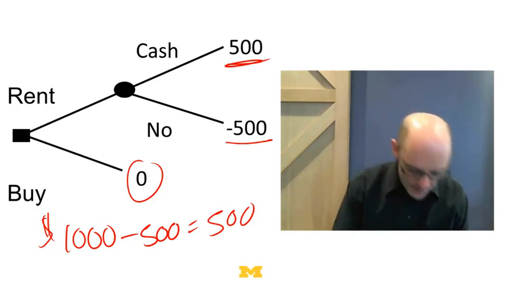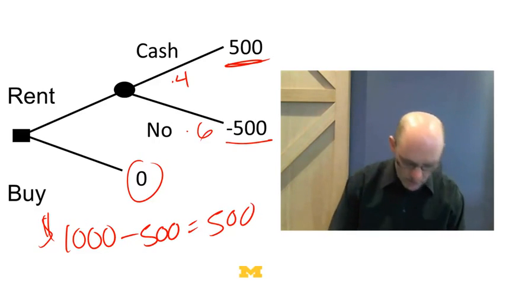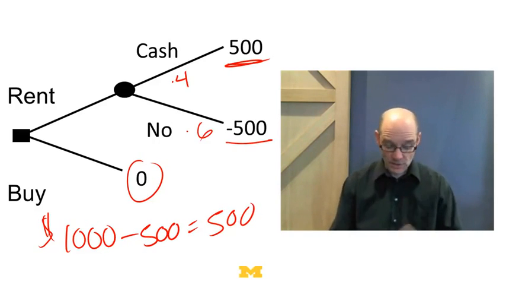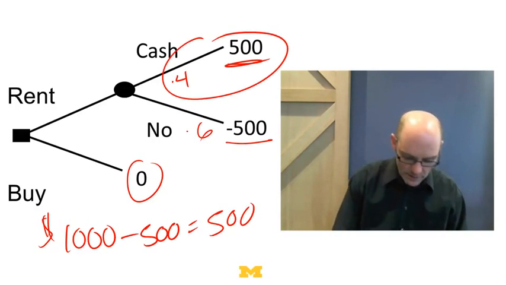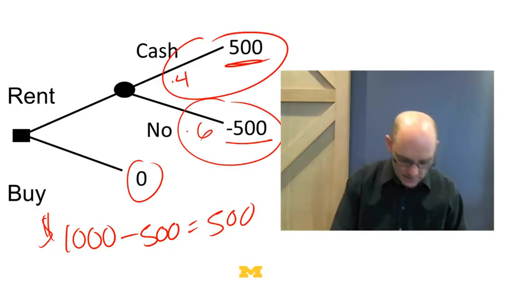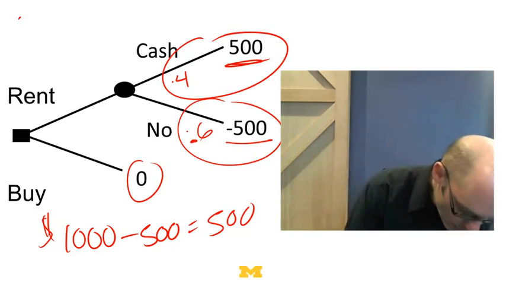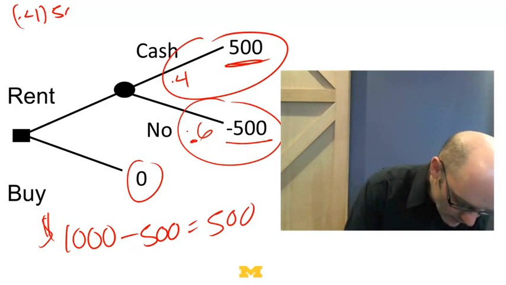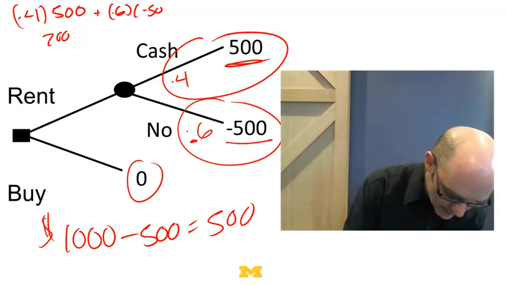Now, what was the probability of the cashback program? It was 40%. And what was the probability of there not being a cashback program? That's 60%. So now I've got to figure out, should I rent or not? Well, I've got 40% times 500, and 60% times minus 500. So if I multiply that out, 0.4 times 500, which is 200, plus 0.6 times minus 500, which is minus 300, I get minus 100.